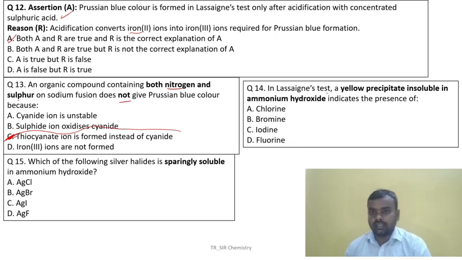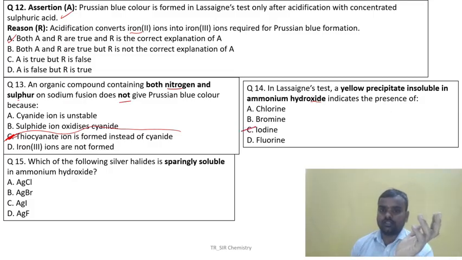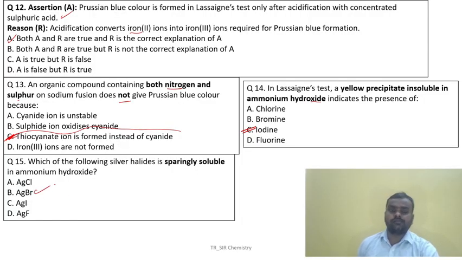14th question. In Lassaigne's test, yellow precipitate insoluble in ammonium hydroxide. Yellow is insoluble. So chloride will be soluble, bromide sparingly soluble, iodide not dissolved. So option C is the right answer. Which of the following silver halides is sparingly soluble in ammonium hydroxide? Sparingly, that is bromine.